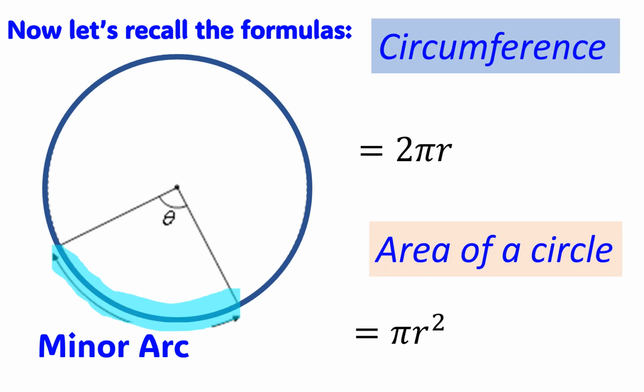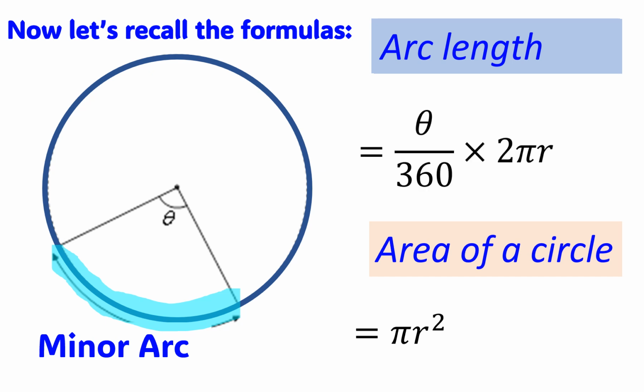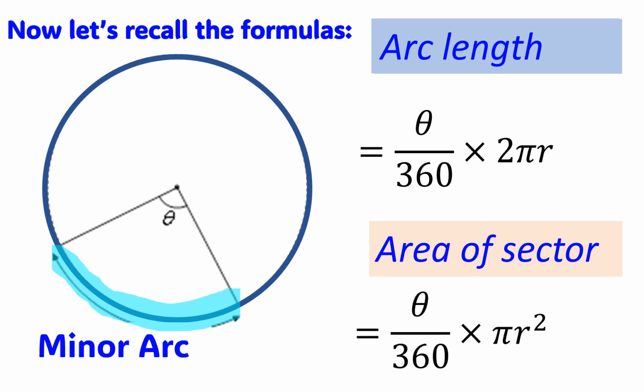Now let's take a look at the formulas for circumference as well. We know that circumference is 2 pi r, and area of a circle is pi r squared. If we are going to convert and find it in terms of arc length, arc length is a fraction of a circle. Therefore, we put them together, and hence I have theta over 360 times 2 pi r. Similarly, if I want to find the area of a sector, it will be a fraction of the entire area of a circle. So it's theta over 360 times pi r squared.